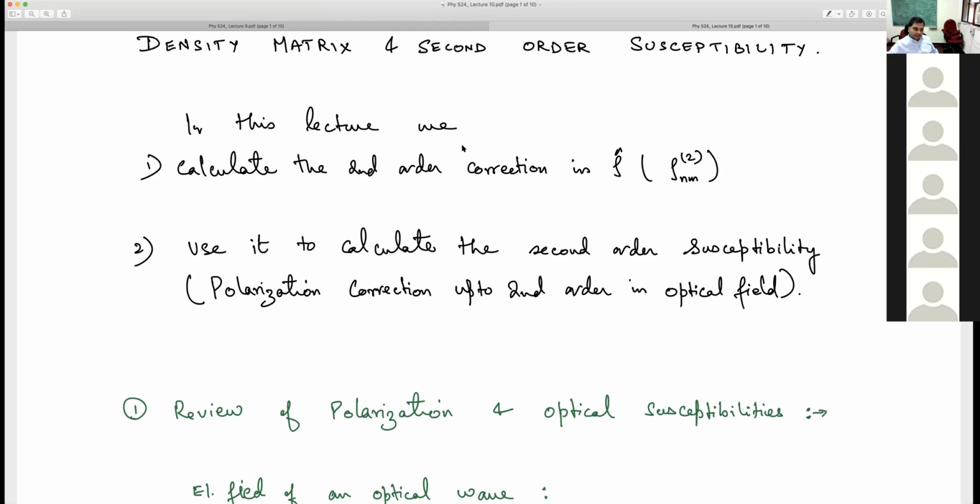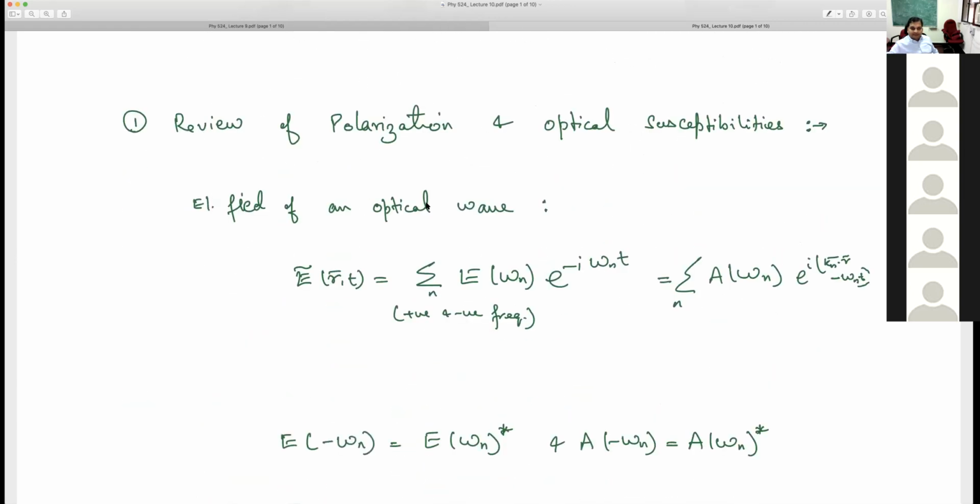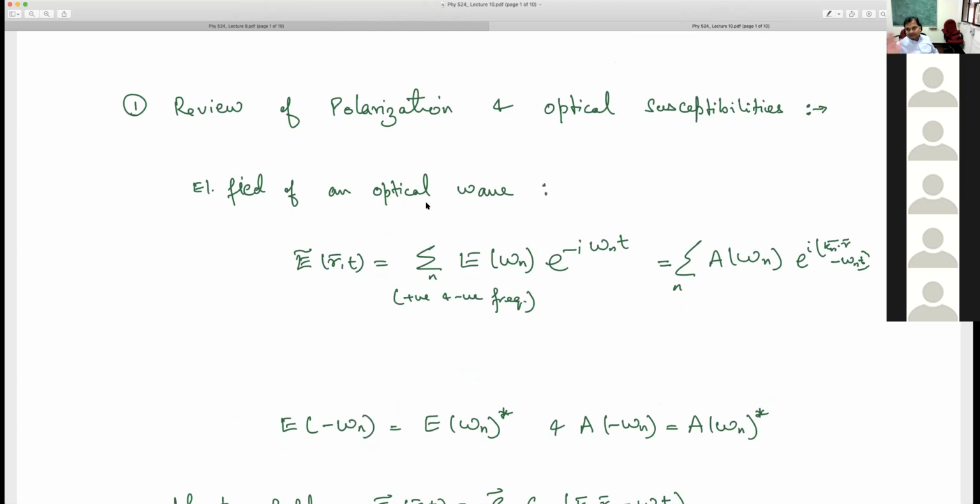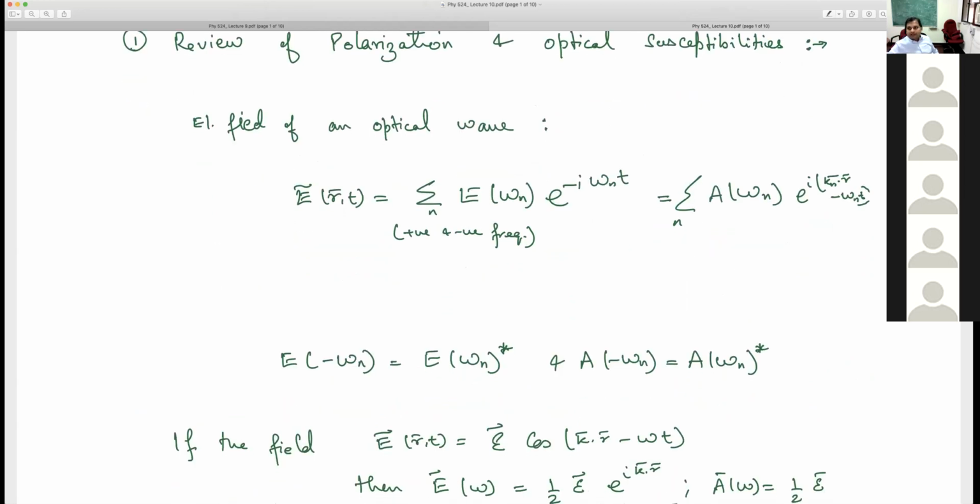Okay. So before we go, let's go back a bit and talk about susceptibilities related to the polarization in general. For an optical wave, I will always have an electric field which can be a sum of more than one component. So there can be more than one frequency. And there will always be positive and negative frequencies because I have written it as a complex number.